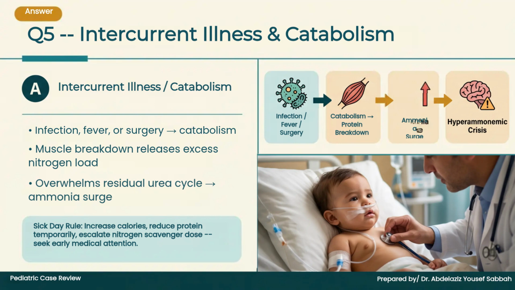Infection, fever, or surgery push the body into a catabolic state. Muscle protein is broken down, releasing a large nitrogen load. This load overwhelms the limited residual urea cycle capacity, and ammonia surges, leading to a hyperammonemic crisis. This is why every intercurrent illness is dangerous in these children.